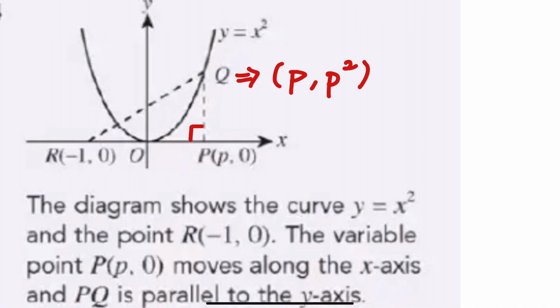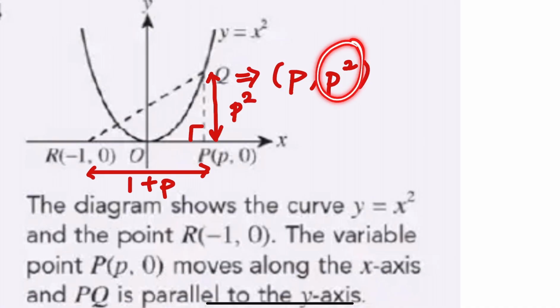To find the area of this triangle is simply half times base times height. By this diagram over here, I can see that the length of the base is this distance here, which is 1, and this distance here is p. So the base is simply 1 plus p. And the height is simply p squared, the y coordinate of Q.